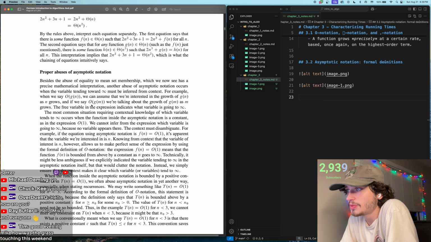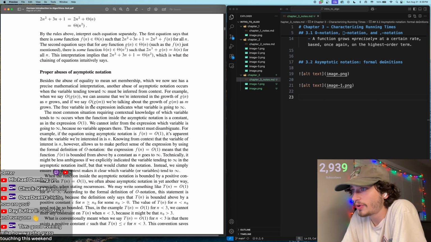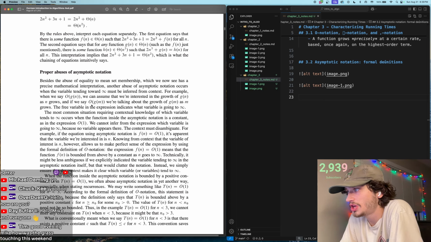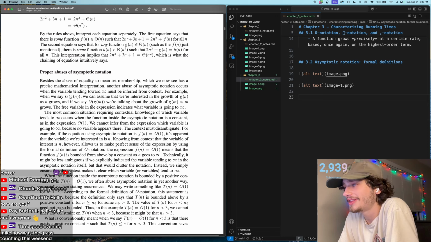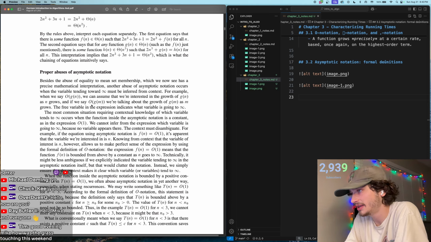The most common situation requiring contextual knowledge of which variable tends to infinity occurs when the function inside the asymptotic notation is a constant, as in the expression O(1). We cannot infer from the expression which variable is going to infinity because no variable appears there. The context must disambiguate. For example, if the equation using asymptotic notation is f(n) = O(1), it is apparent the variable we're interested in is n.